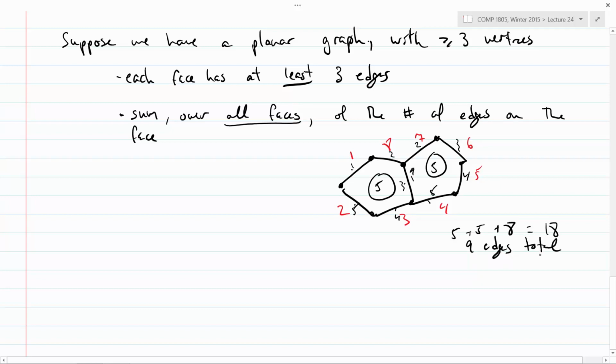So it seems like if I add up the number of edges on each face, I get twice the number of edges total. That's not a proof yet, but it seems like that's what we have. I'm double counting it because it's on both of those faces. So when I walk around each of those faces, I see that edge both times.